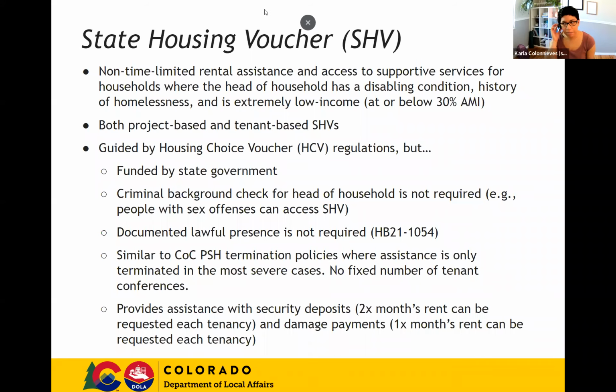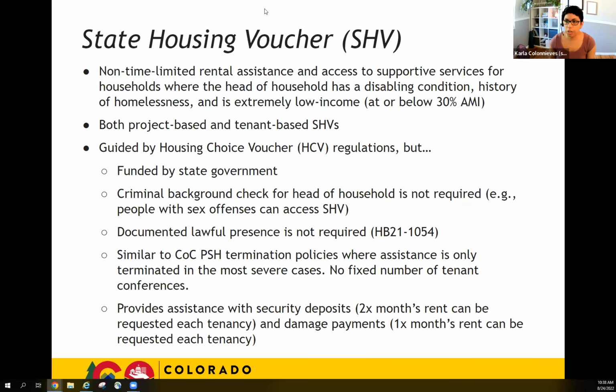Awesome. Can you hear me okay? Yes, I can. Perfect. All right. So the State Housing Voucher Program, or SHV program, also provides non-time limited rental assistance and access to supportive services for households where the head of household has a disabling condition, a history of homelessness, and is extremely low income, so at or below 30% AMI.